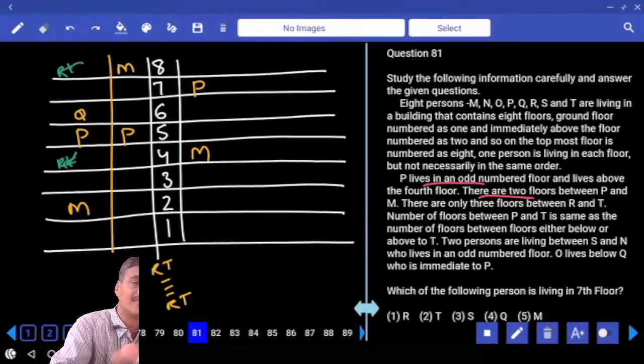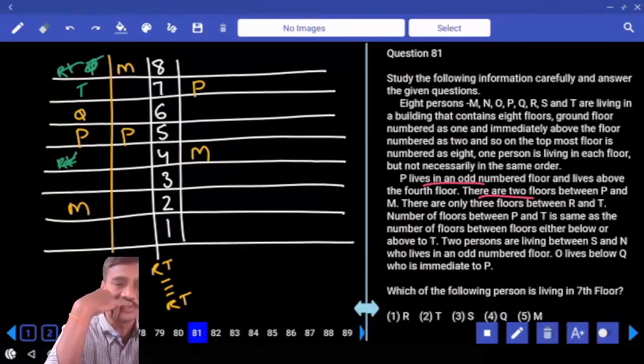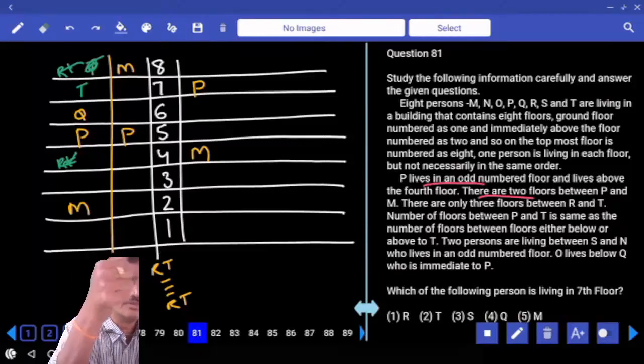Or if you have T at this place, the number of floors between T and P is 2, and the number of floors above it would be 0. Hence this case is ruled out. Then what is the other case wherein we can have this T? Now if you have T here, number of floors between R and T, R must be above T, there is only 1. In between R and T there must be 1, which is not possible.